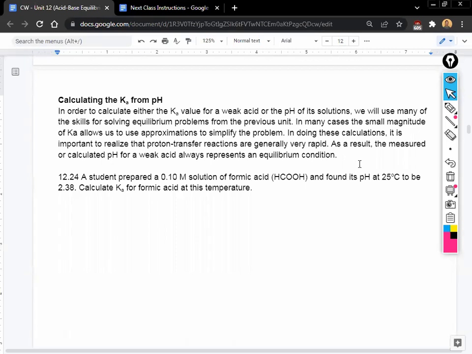Okay, so I'm gonna briefly go over how to calculate Ka from pH. We talked about earlier how Ka is equal to the concentration of H plus and the conjugate base divided by the concentration of the acid, right? This is just a Ka formula.